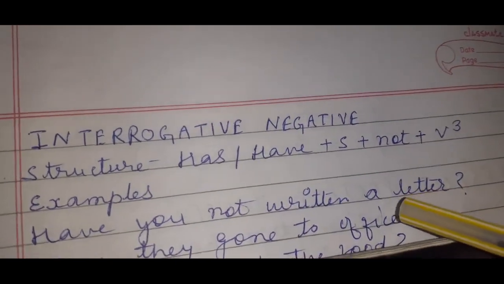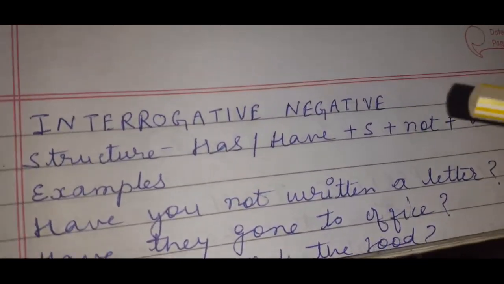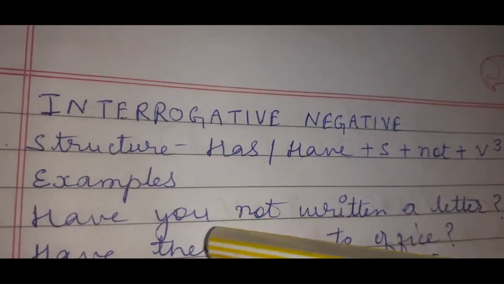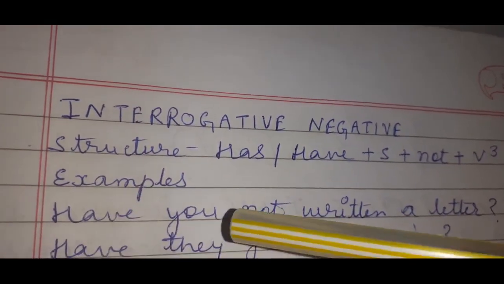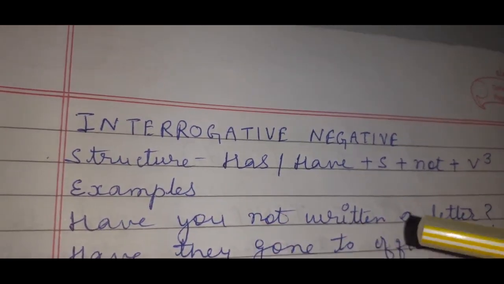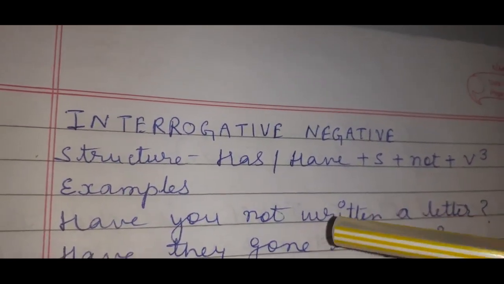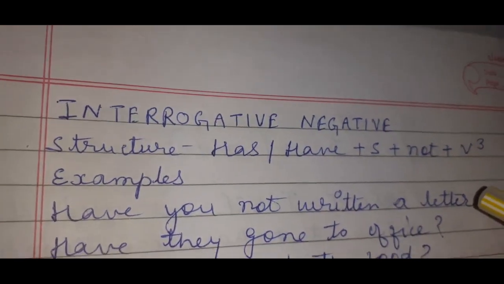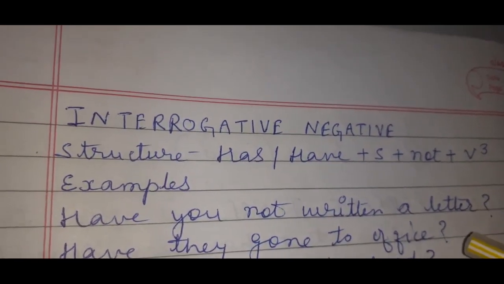Now look at the second example, that is, have they gone to office? It means they is in the plural form. We are using have before the subject they, and we are using gone, that is the third form of the verb go, and we are putting a question mark at the end of the sentence. I hope you understood it.